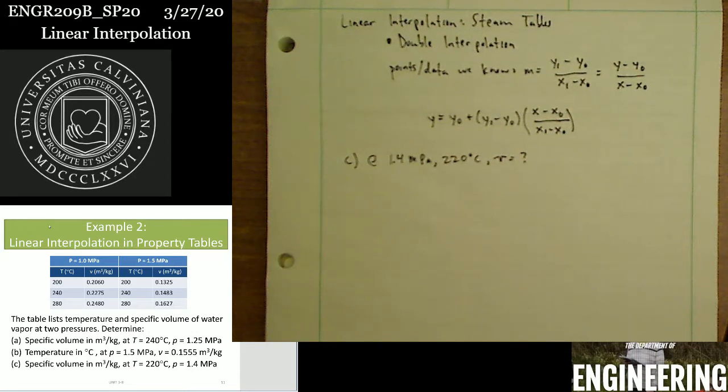So the way we'll go about this is we will find the specific volume at 220 degrees C and 1 megapascal, and we'll find it at 220 degrees C and 1.5 megapascals. Then we can interpolate between those two values, between 1.0 and 1.5 megapascals. So to begin, let's find it at 1 megapascal.